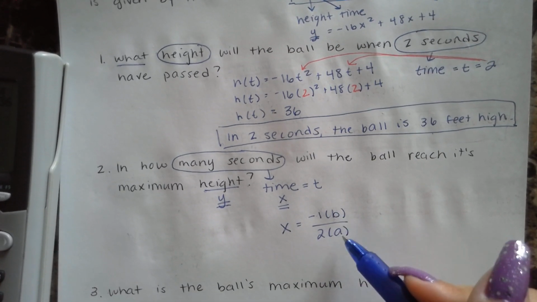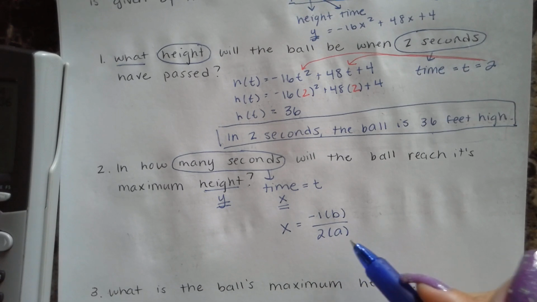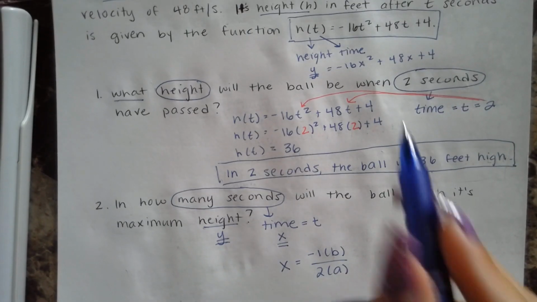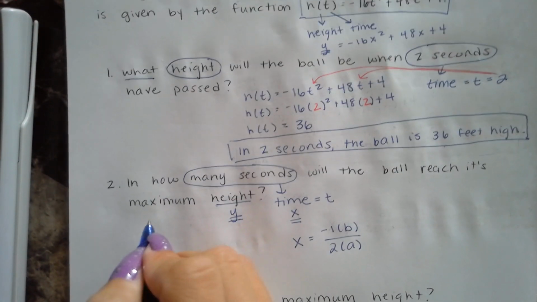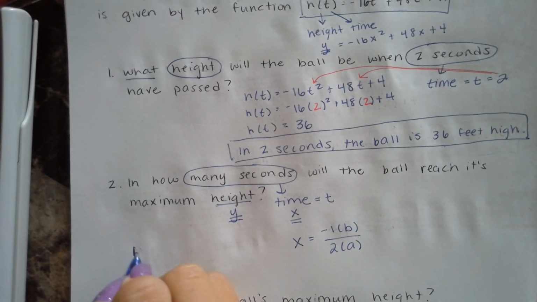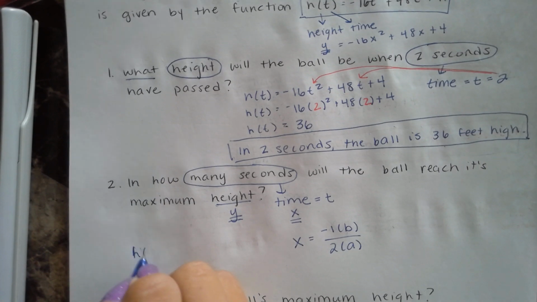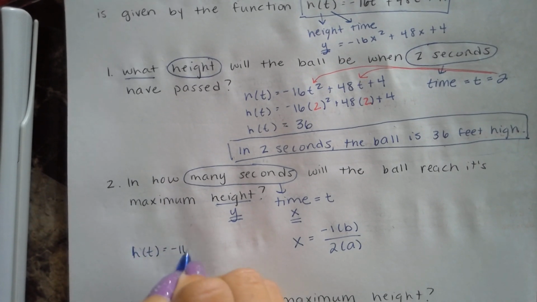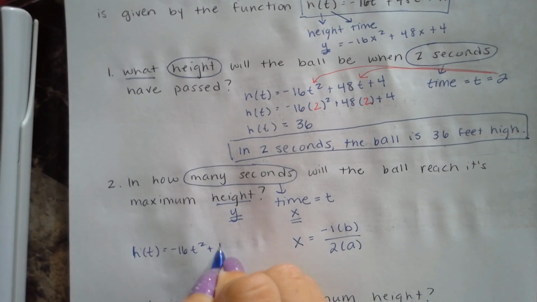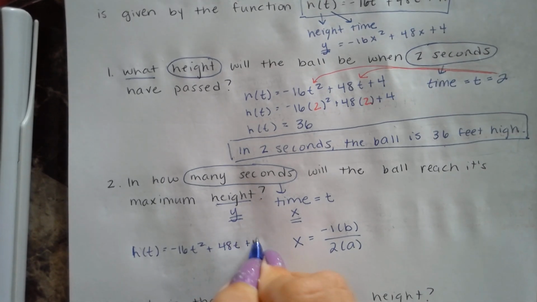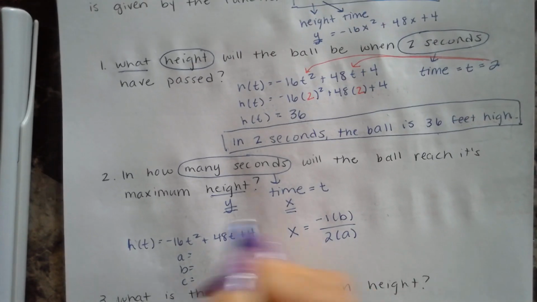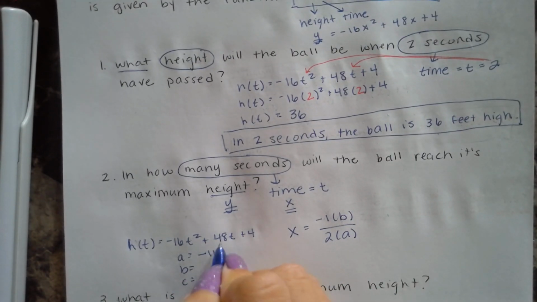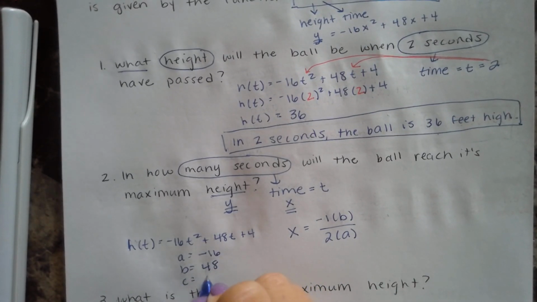So we need to figure out what our b and our a are, and we do that by looking back at the original equation and identifying a, b, and c. So coming down here, I'm going to rewrite the equation. h of t equals -16t squared plus 48t plus 4. Our a is -16, b is 48, c is 4.